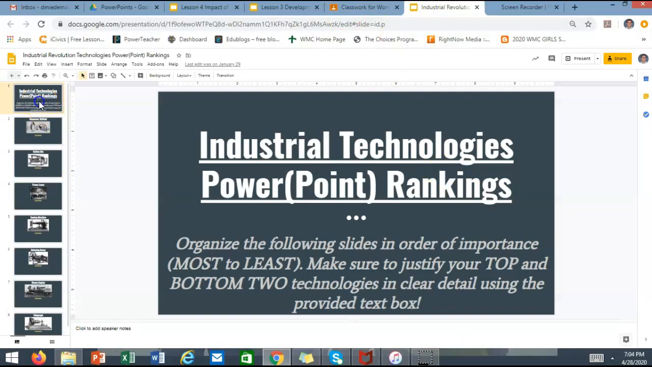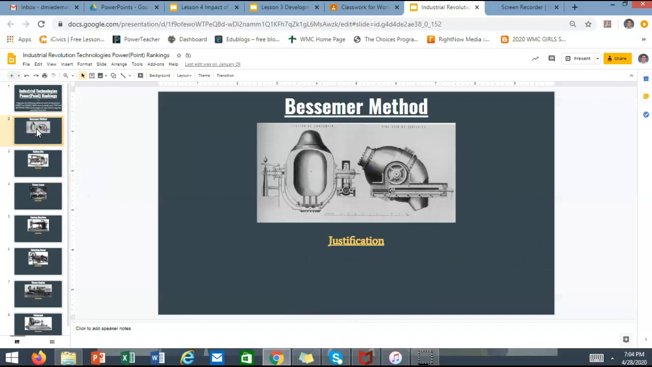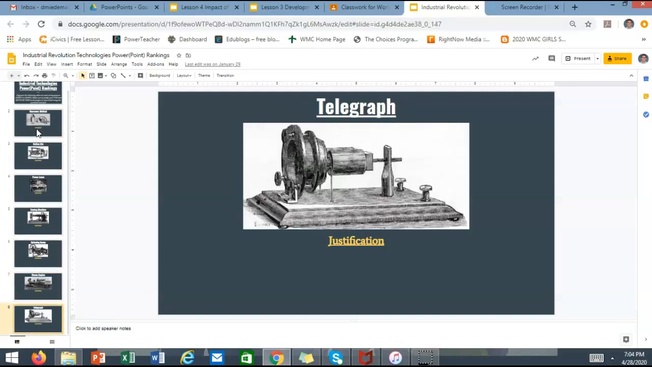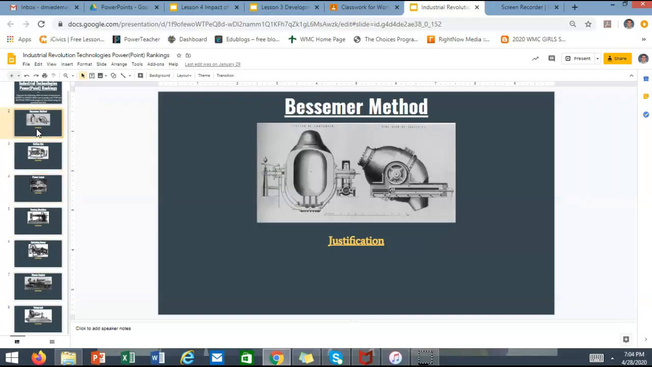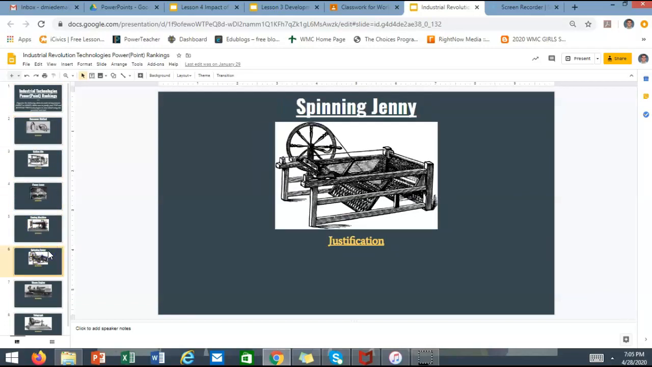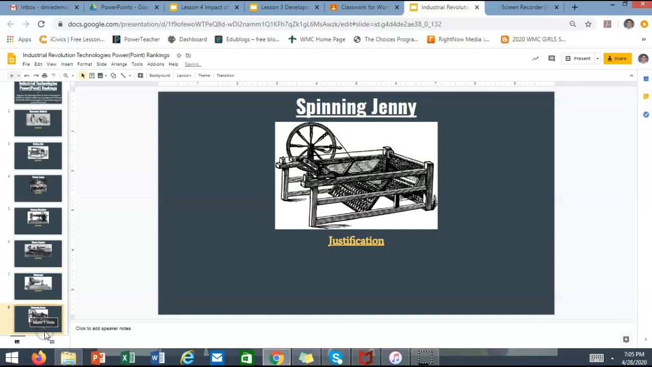So this is what the PowerPoint looks like. This is just the title slide. You can leave that alone. It just tells you, a reminder of what you're supposed to do. There is no order whatsoever in why these things are the way they are. If you pay close attention, the order is alphabetical. So don't think that I put certain ones first or last for a reason. It's simply alphabetical. So what you will do is take, let's say I believe the spinning jenny is the least important technology, which maybe you will, maybe you won't. It's totally up to you. I will take it, drag it to the end.